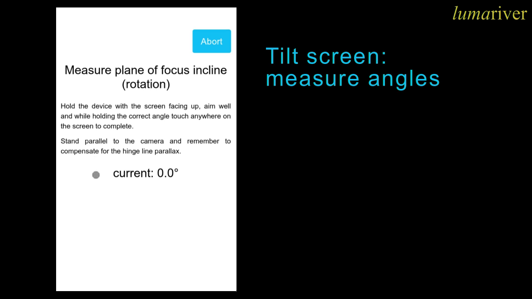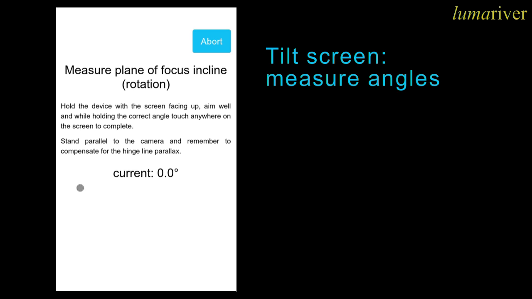Ideally, the measurement should be made from the hinge line, which is not really practical, so you need to take hinge line parallax into account. This is fortunately easy. If the distance from where you hold the device down to the hinge line is 2 meters, you just aim 2 meters above the target. If you aim at a distant target, the hinge parallax will of course be negligible and you can ignore it.